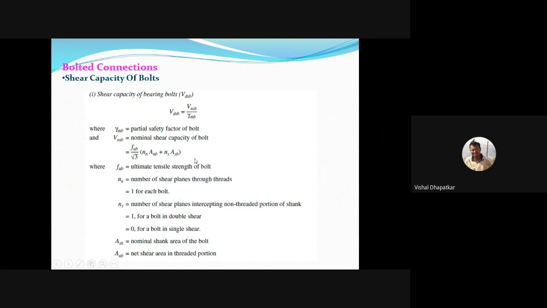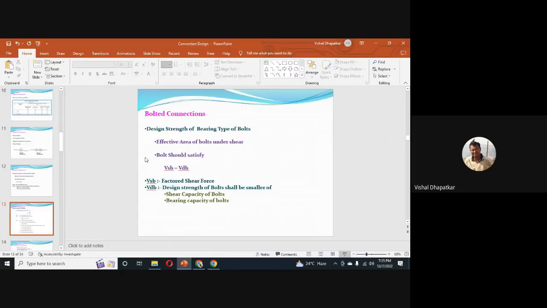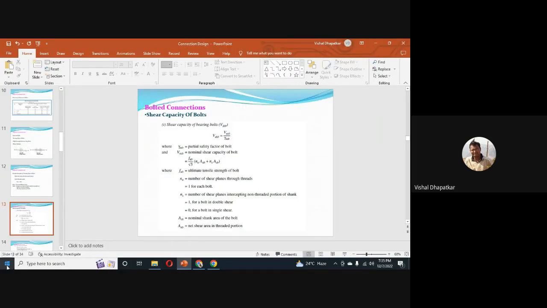If you have seen the bolt, it has some threads at the bottom, right? And as you go up, there are no threads, and the shank area of the bolt is completely plain area. It doesn't have any threads. So when we consider the net capacity, we have to check the shear plane where it is actually occurring, right? I'll just draw a sketch.